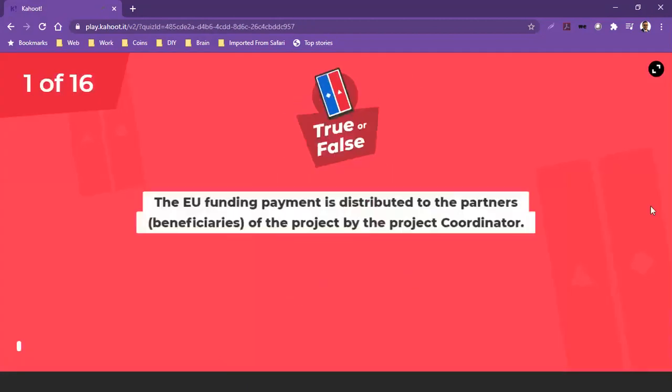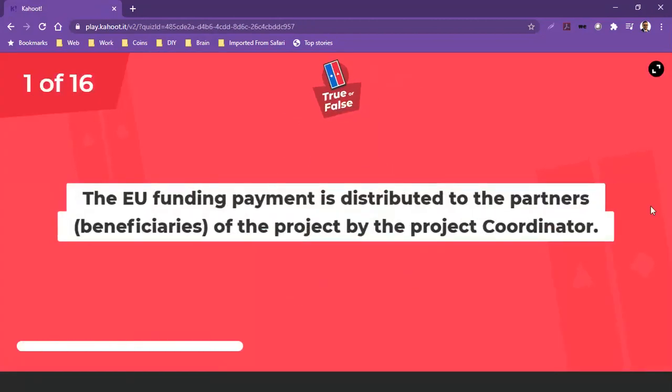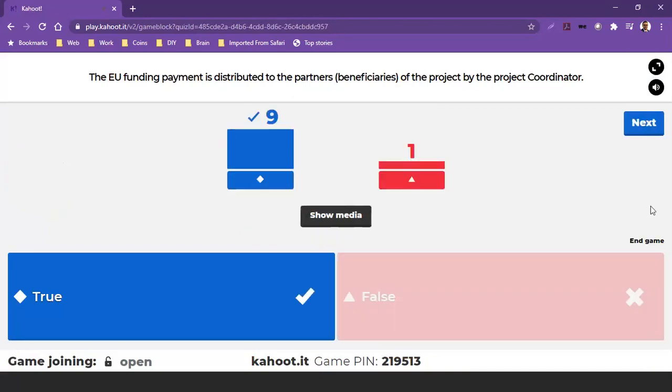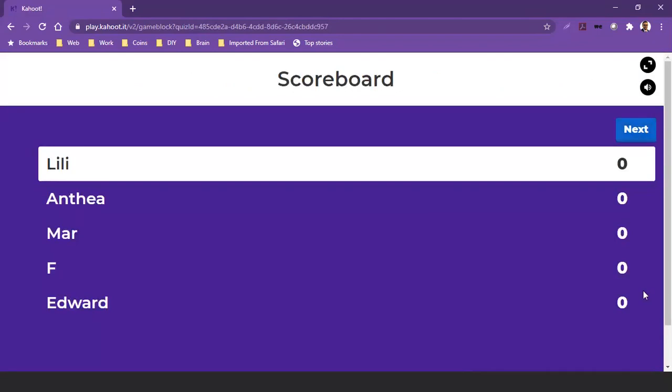So first question is true or false. The EU funding payment is distributed to the partners, beneficiaries of the project by the project coordinator. True or false? So we have just one wrong answer. Just to clarify, all the payments from the EU go to the coordinator, then the coordinator distributes them to the project partners. Moving on, next question.